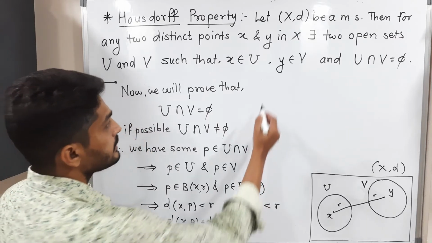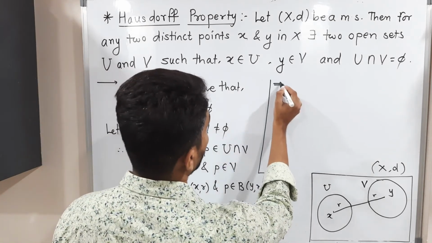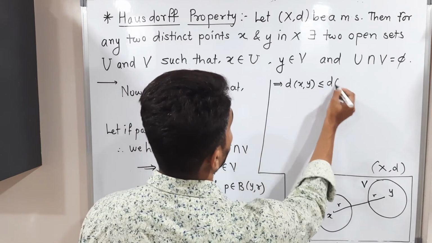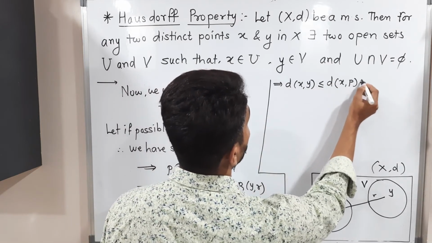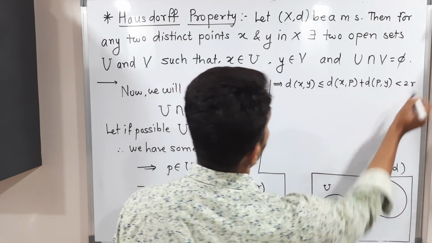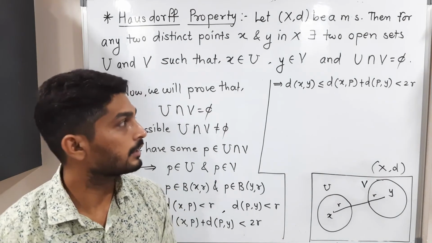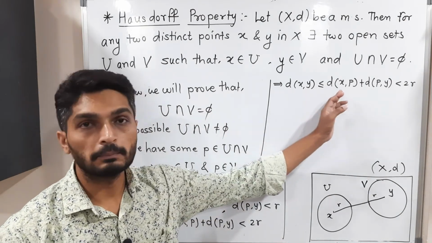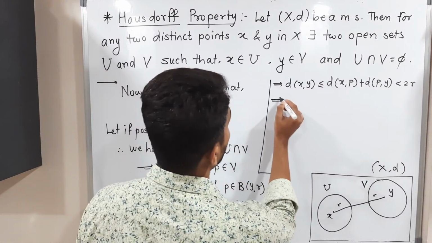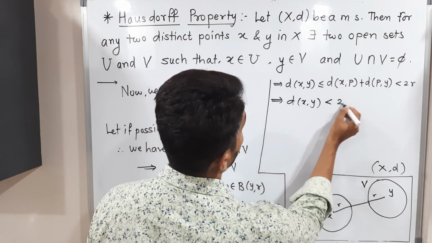Now I am going to use the triangle inequality. By the triangle inequality, d(x,y) is less than or equal to d(x,p) plus d(p,y), and this is less than 2r. I could write it because if a is less than b and b is less than c, then a is less than c. Therefore d(x,y) is less than 2r.